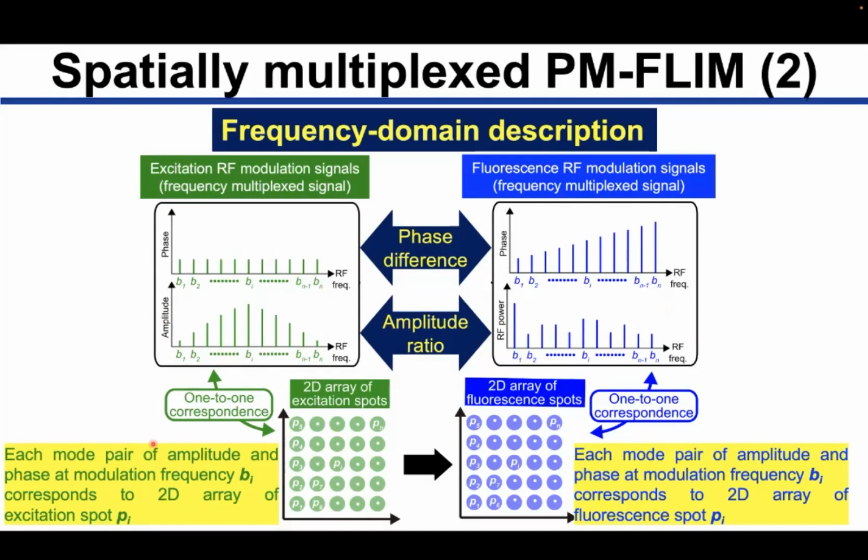So based on the one-to-one correspondence between the excitation spot Pi and modulation frequency Fi, each mode pair of amplitude and phase at the modulation frequency Fi corresponds to the 2D array of excitation spots and fluorescence. So the amplitude ratio or phase difference between the fluorescence and the excitation light at each modulation frequency Fi gives the fluorescence intensity and fluorescence lifetime at each spot Pi.